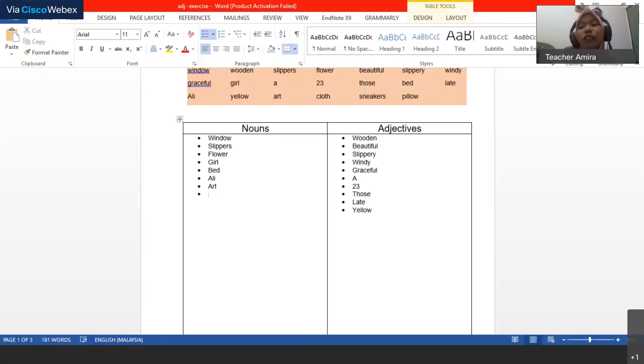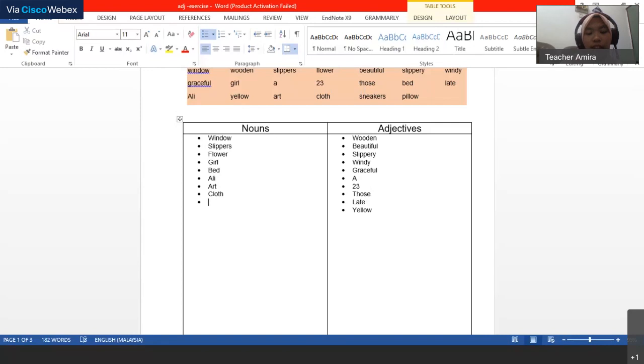Cloth. So, do I have cloth here? I don't have cloth here. So, what is the cloth? Is it a noun or an adjective? So, cloth is a noun.